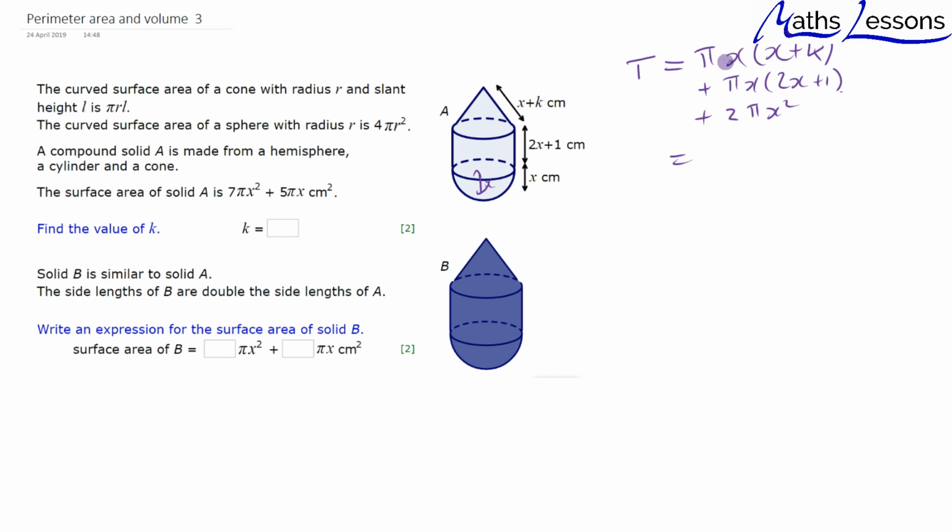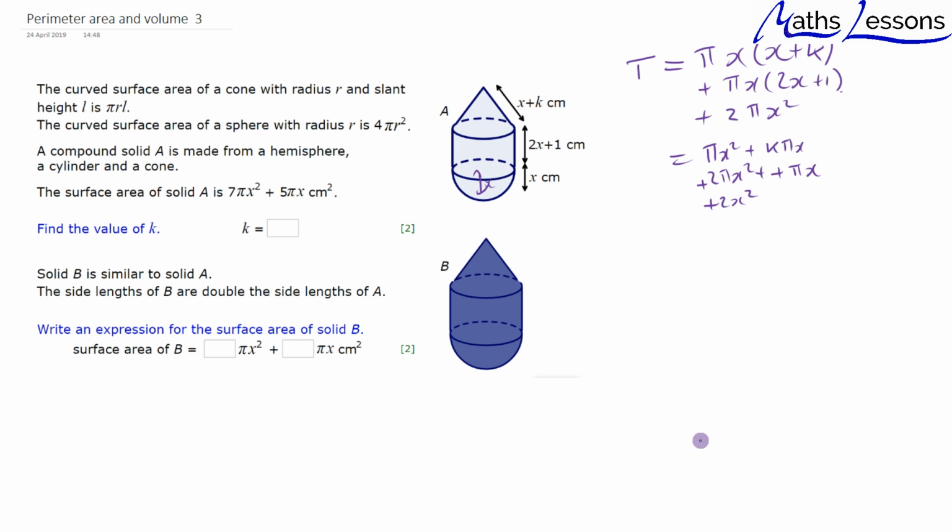And then I'm going to multiply out these brackets, and I'm going to get pi times x is pi x squared, plus k times pi x. Then on the next bit I'm going to get plus 2 pi x squared. And I'm going to get pi x times 1, so it's another pi x. And then I'm going to get plus 2 pi x squared from the bottom bit.